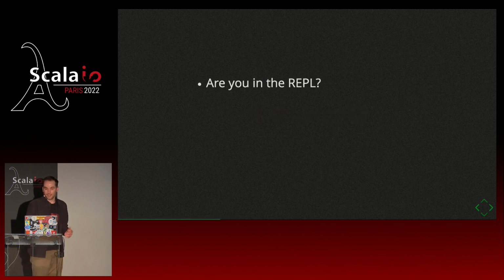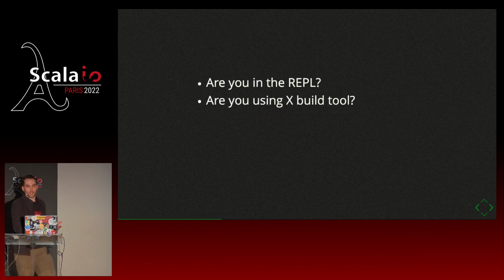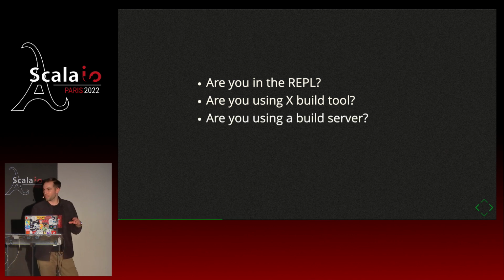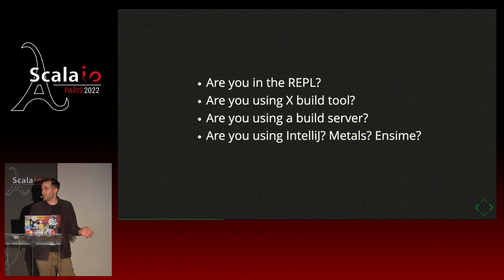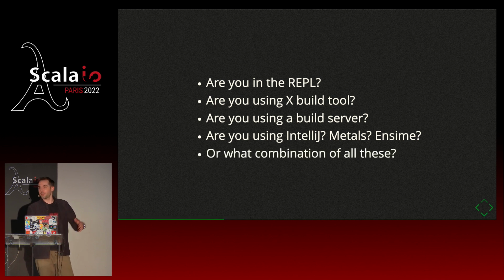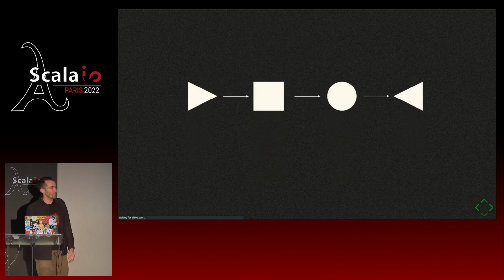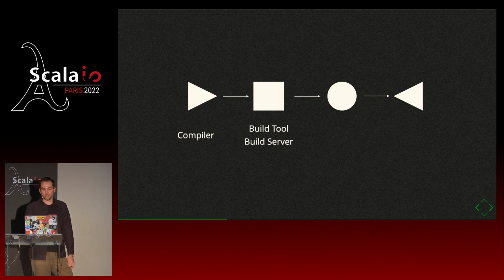It depends. Why? Are you in the REPL? Are you using X build tool? Are you using a build server, maybe? Are you using IntelliJ, Metals, Enzyme? Or a combination of different ones of these. And the arrows would go all over the place about what your actual diagnostic message looks like based on all of these things. So I drew a little diagram here to help us out. We have the compiler, then we have a build tool or a build server. We have Metals, because I'm most familiar with Metals, but more or less it will work somewhat similarly in other editors. And then you have your editor, and we'll break these down.